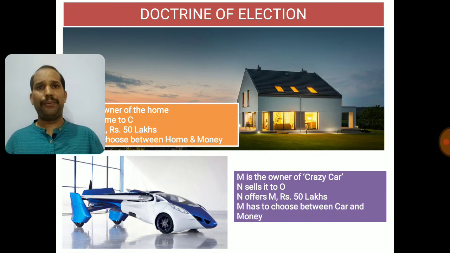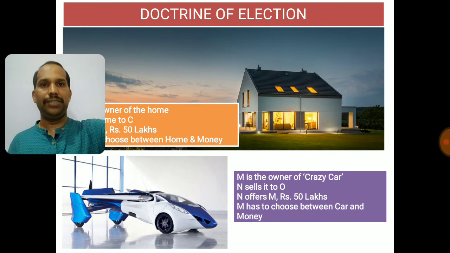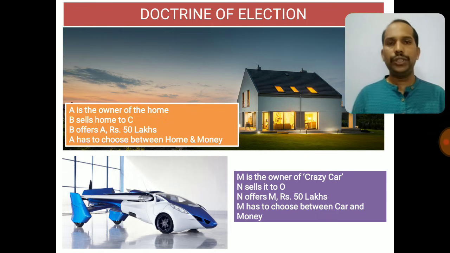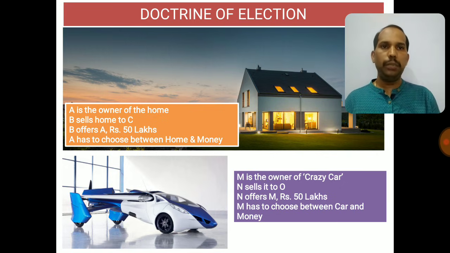With that, let's try to understand what the Doctrine of Election is. The words are very big in law, but the theories are easy. I'm going to help you understand the Doctrine of Election in such a simple way that you cannot forget it, even when you try to forget it. That's my confidence level. Now, I'm going to give two examples, one with immovable property, the other with movable property.